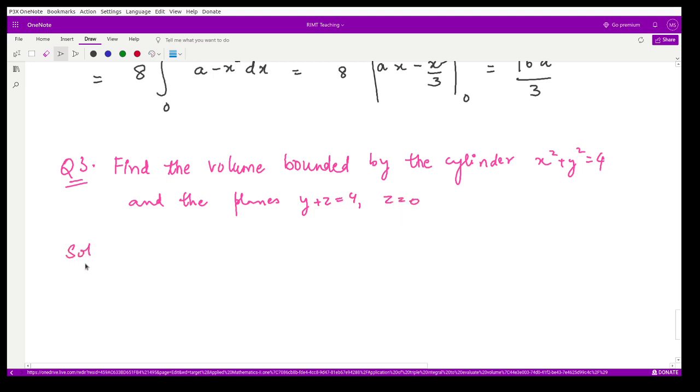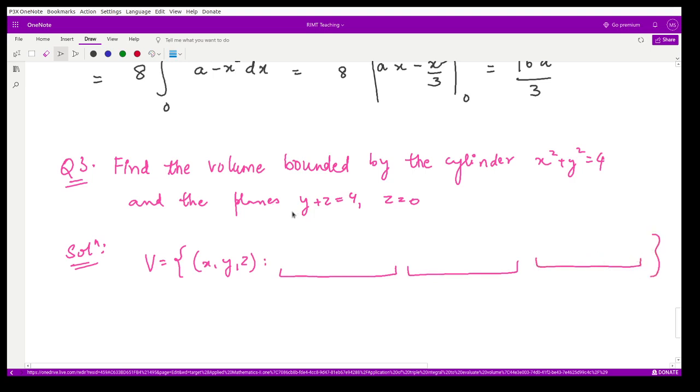So here in this case, what would be our given volume? We have to first determine the limits of integration. So for that we will define our region V, volume V. We will write the limits of x, the limits of y, and then the limits of z. What would be these limits?